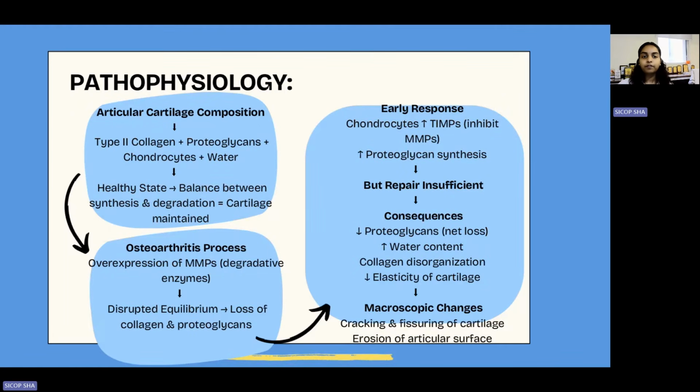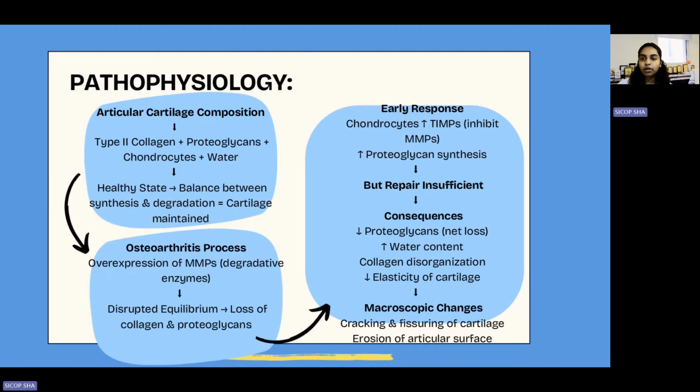Pathophysiology of osteoarthritis. Before going on to the pathophysiology, we must know the composition of a normal articular cartilage. Articular cartilage is composed of type 2 collagen, proteoglycans, chondrocytes, and some amount of water. In a healthy state, there is an equal balance between synthesis and degradation. Therefore, the cartilage is maintained. But in osteoarthritis, there is overexpression of MMPs, that is matrix metalloprotease, which is a degradative enzyme, which leads to a disrupted equilibrium, and therefore there is loss of collagen and proteoglycans.